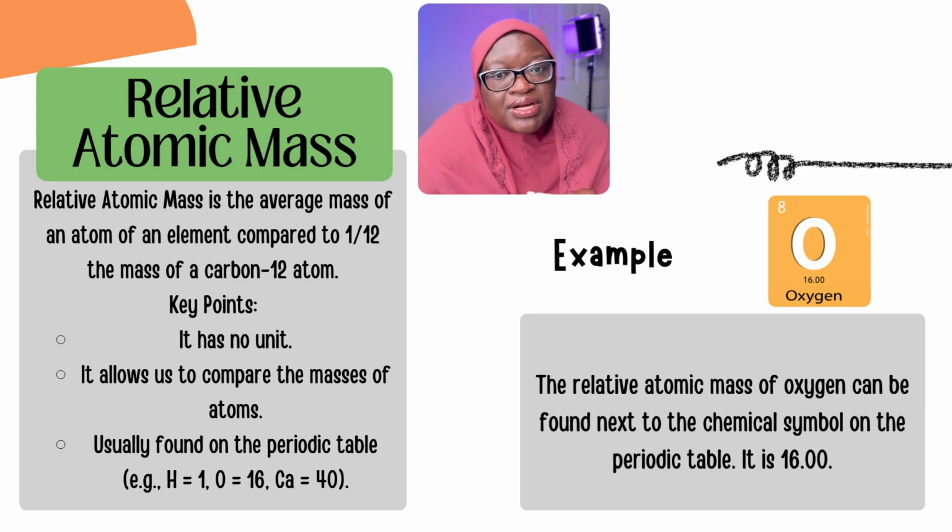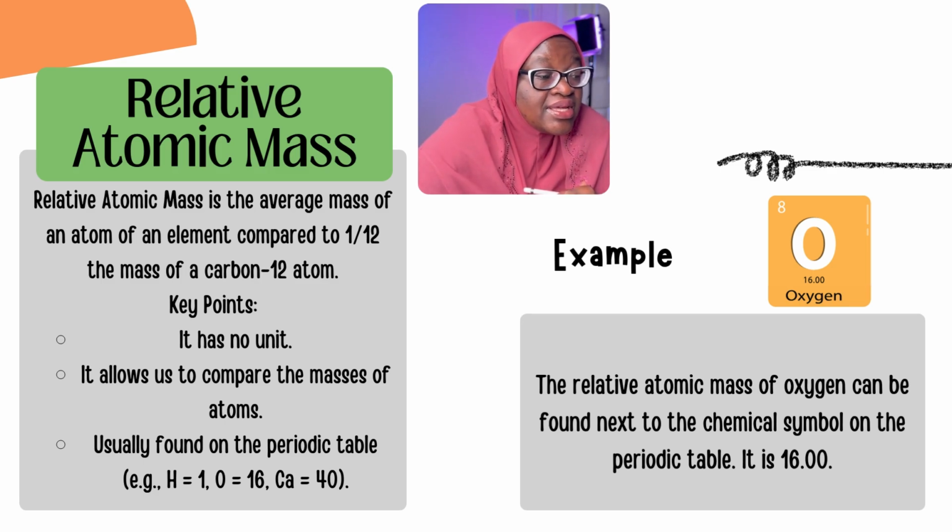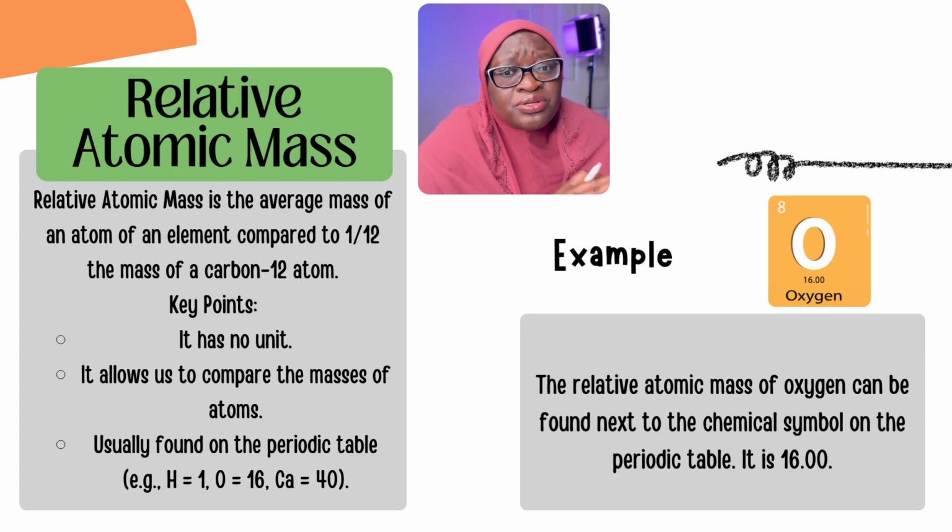Another concept that has come up from atomic number is the relative atomic mass. As the name implies, the relative atomic mass is the average mass of an element compared to 1/12 of the mass of a carbon-12 atom. And you might wonder, why is that so? This is to allow for comparison of the masses of various elements, and to bring about a kind of unification in terms of measuring their masses.